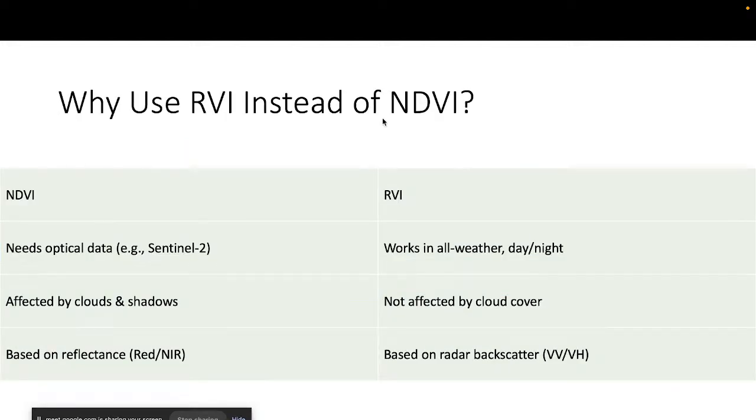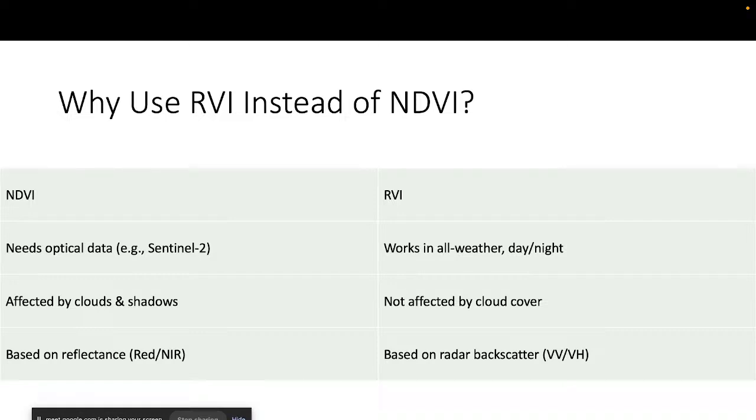And you can see, we already know about one index called NDVI. We already use optical data, Landsat or Sentinel, and already calculated the normalized difference vegetation index. You already know how we can easily calculate the NDVI using Landsat or Sentinel imagery. So why use the RVI instead of the NDVI? When you calculate the NDVI, you need optical data such as Landsat or Sentinel imagery. But when you apply the RVI, it works in all weather conditions, day or night.